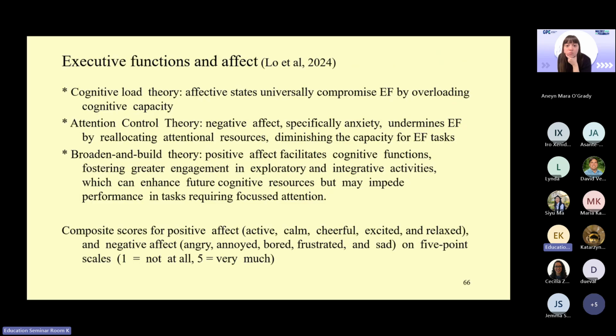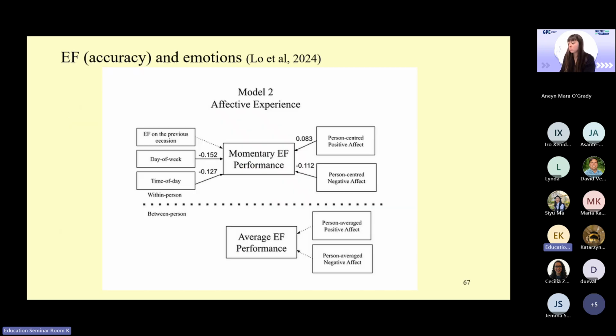We then go to the last study. This is by Henry Lowe, my doctoral student, who some of you have met. He refers to the different theories which say that cognition can be overloaded if there's too much negative emotion. So if anxiety is high, cognition can suffer from that. So we included emotions, self-reports, and then linked these with the executive functioning performance.